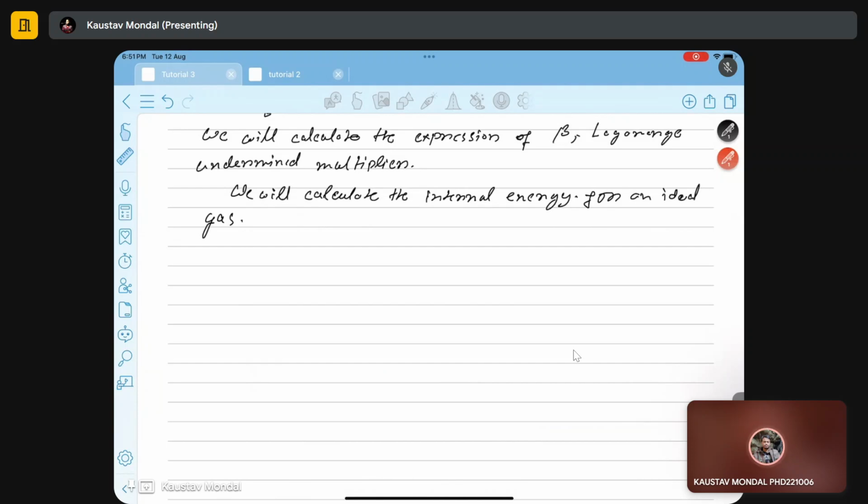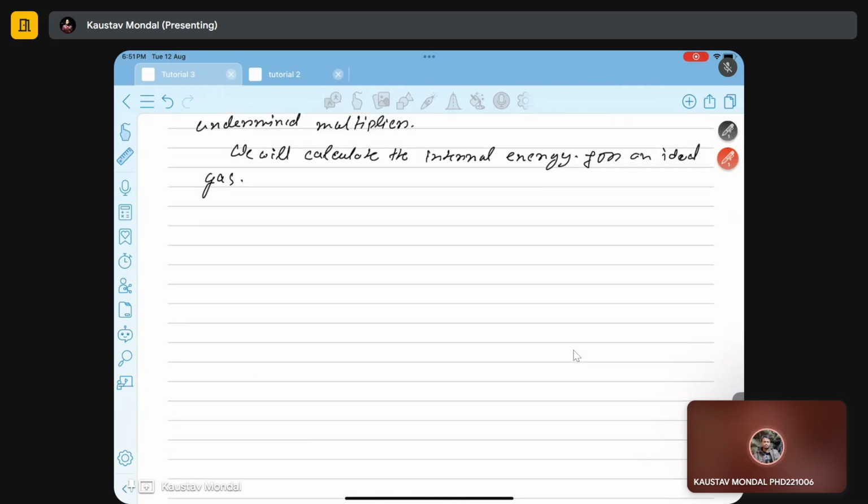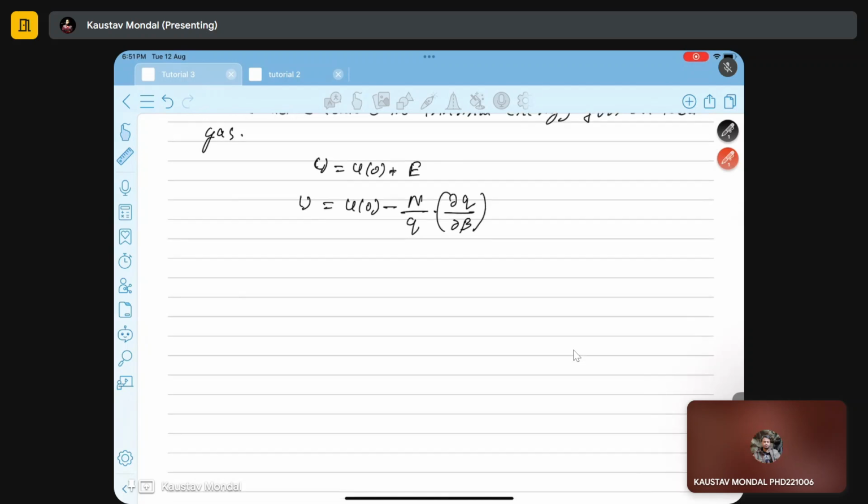So how can we do that? For that, we know the internal energy expression, right? How the internal energy is related to the total energy, that is U equal to U0 plus E, and E expression you already know, that is minus N by Q delta Q del beta, right?